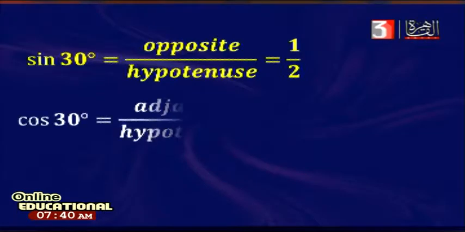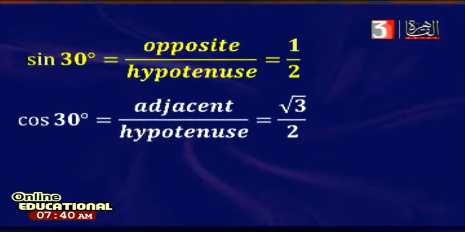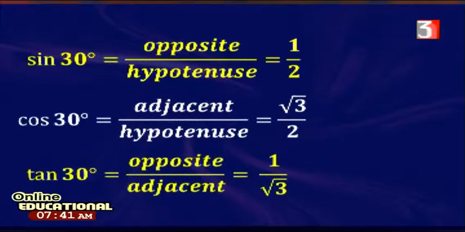Then what about cosine 30 degrees? It's adjacent over hypotenuse. So it is square root 3 over 2. And finally, what about tan 30 degrees? It's opposite over adjacent, which is equal to 1 over square root 3.